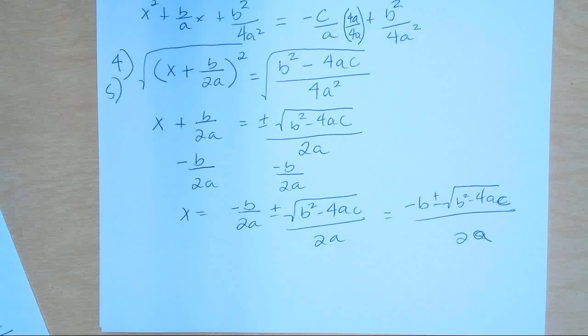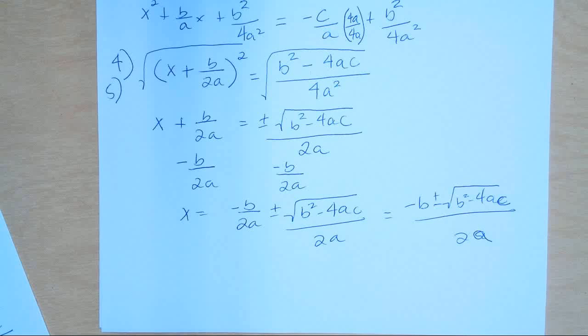Are you ready? Quadratic formula is negative b plus or minus the square root b squared minus 4ac, all over 2a. Again, quadratic formula is negative b plus or minus the square root b squared minus 4ac, all over 2a. Okay, one more time, faster. I think you can do it. I think you got it. Here we go. Quadratic formula is negative b plus or minus the square root b squared minus 4ac, all over 2a. Okay, awesome.